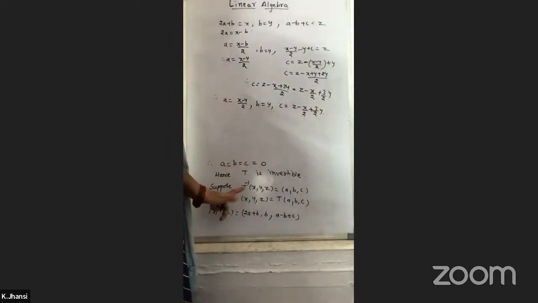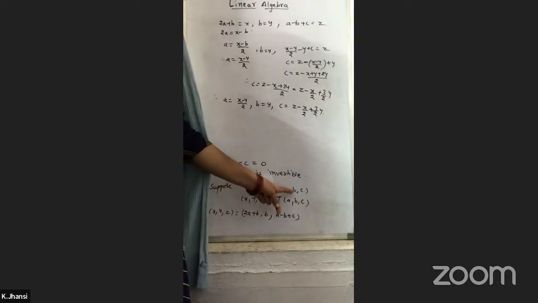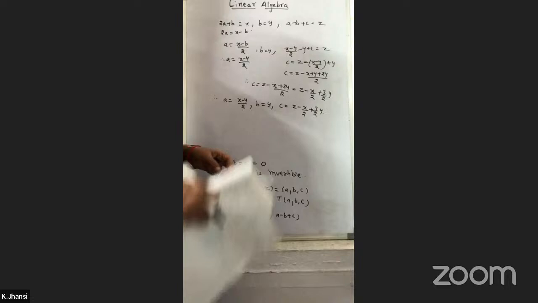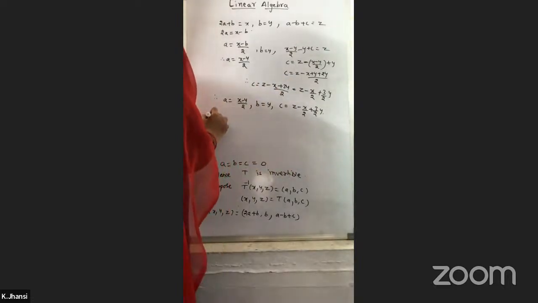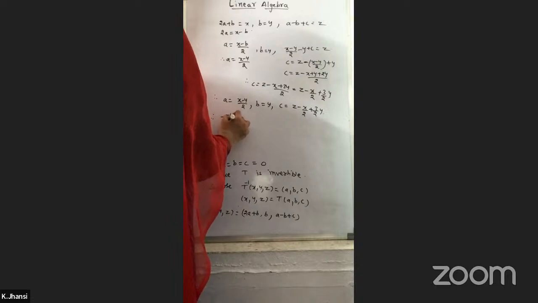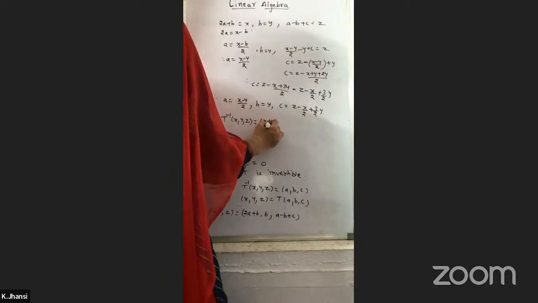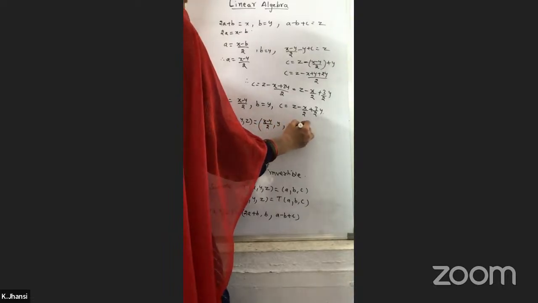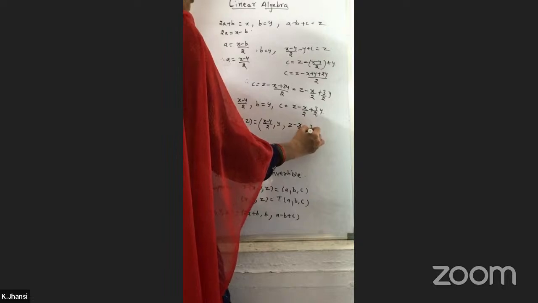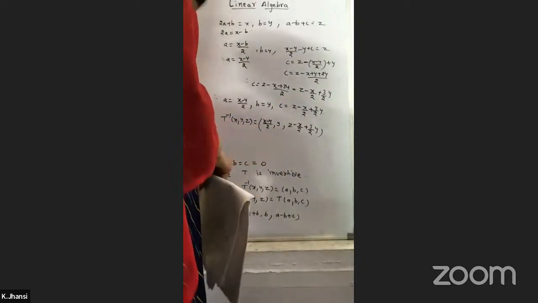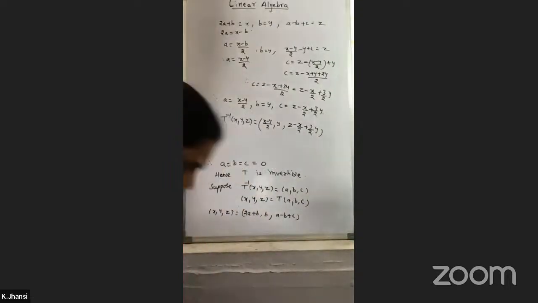So here what is their inverse? T inverse of x comma y comma z is equal to a comma b comma c. So we got the a, b, c values. If you substitute here, you will get the inverse. Therefore T inverse of x comma y comma z is equal to, in place of a, b, c, these values: x minus y by 2, z minus x by 2 plus 3 by 2 y. So this is the method of how to find the inverse of a linear transformation, or T inverse.